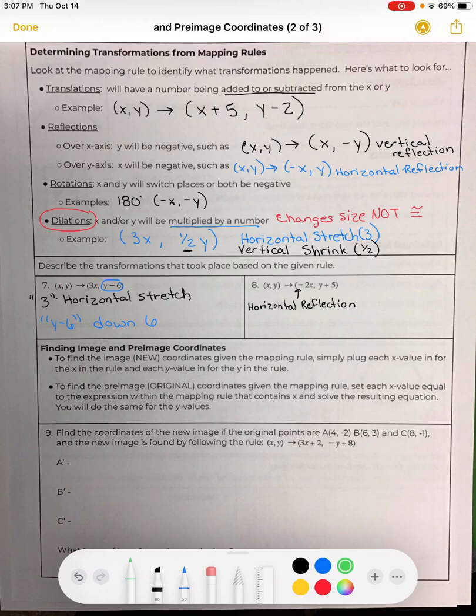Then you see this number 2. The number 2 here implies something's being multiplied. So we have a dilation. It's going to be a horizontal stretch because it's 2 times as big. Okay, and the last part we have over here is this y plus 5. So that would represent up 5.